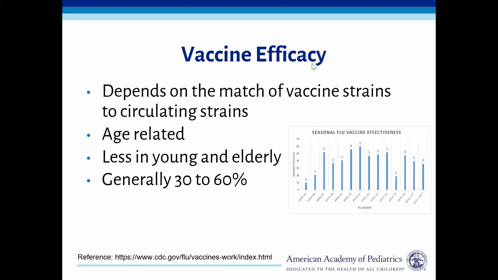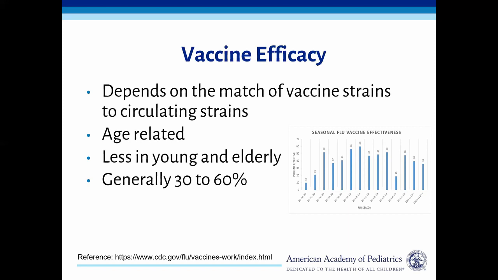We hear all the time, "Oh, that vaccine doesn't work very well." And in fact, as far as absolutely preventing influenza, the vaccine is generally between 30 and 60% effective, not nearly as effective as we would like it to be. And we know it's age-related. It's less effective in the very young usually, and less effective in the elderly, which is why there are special vaccines made for older adults.